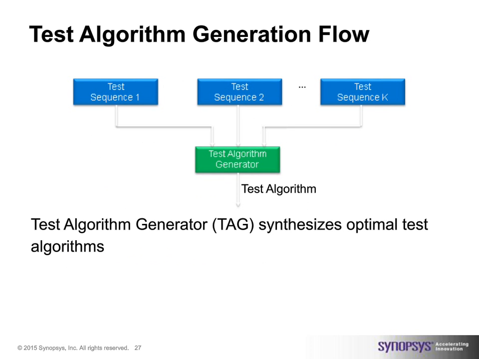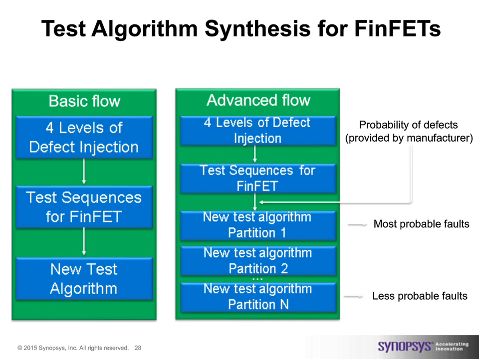So the TAG, these are all automated processes, from the injection to the test sequence extraction to the TAG itself, and we create different pieces of algorithms, if you want, for different corners that are needed. As a result, in this advanced flow, we see that we have the different 4 levels of defect injection that we do initially. Then we create the pool of test sequences for different conditions. And then we have the test algorithms. We have different partitions of them that are run under different conditions and for different probabilities as well.